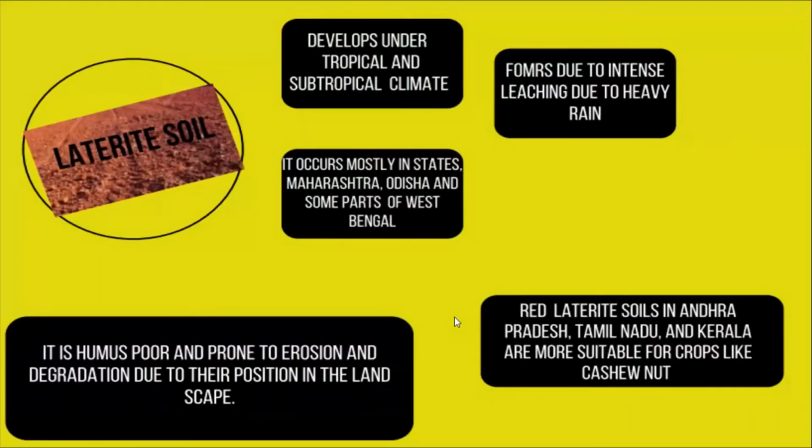Now, laterite soil. It develops under tropical and subtropical climate. It forms due to intense leaching due to heavy rain. It is found in states like Maharashtra, Odisha and some parts of West Bengal. It lacks humus and can easily erode and degrade due to its position in the landscape. And red laterite soils in Andhra Pradesh, Tamil Nadu and Kerala are more suitable for crops like cashew nut.